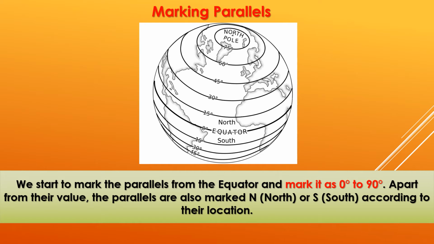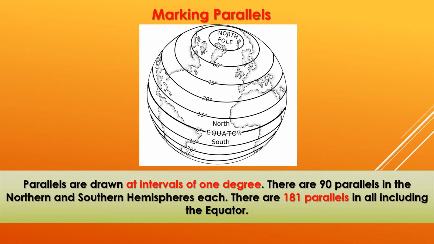How do we mark parallels on a globe? We start to mark the parallels from the equator and mark it as 0 degrees to 90 degrees. Apart from their value, the parallels are also marked north or south according to their location. Parallels are drawn at intervals of 1 degree. There are 90 parallels in the northern and southern hemispheres each. There are 181 parallels in all, including the equator.